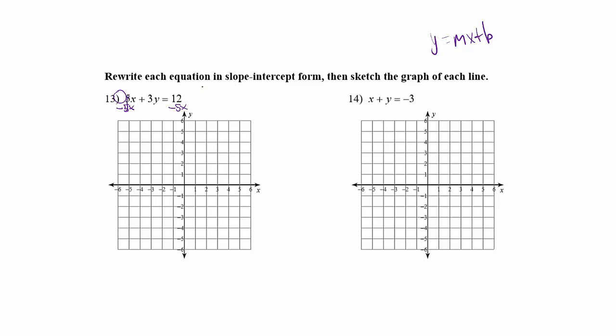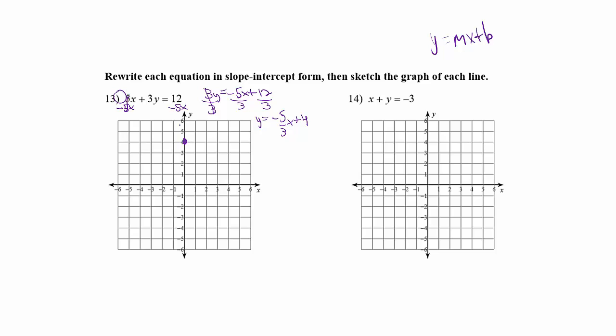And we get 3y equals -5x plus 12. Then we take whatever's in front of y and we divide it by 3. When we do that, it divides everything by 3. So y equals -5/3 x plus 4. So our y-intercept is 4.